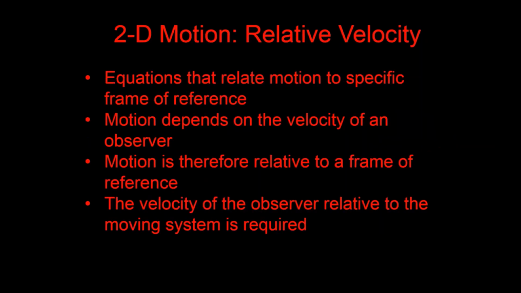So when we talk about relative velocity, we have to talk about our reference frame. Our reference frame is the frame of reference of the individual. Where are you standing? What does a speed or displacement look like from where you are standing? So motion really depends on the velocity of the observer, and it's relative to your frame of reference. So the velocity of the observer has to be accounted for in all of your calculations.